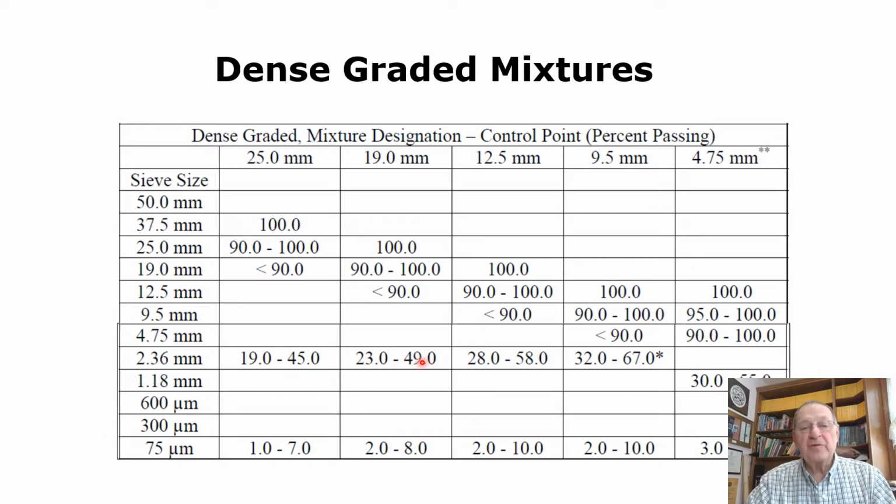On the 2.36, we need to be between 23.0 and 49.0. And then once again, there are no specific percent requirements on the 1.18, 600, or 300, and then on the 75 micron sieve between 2 and 8%.